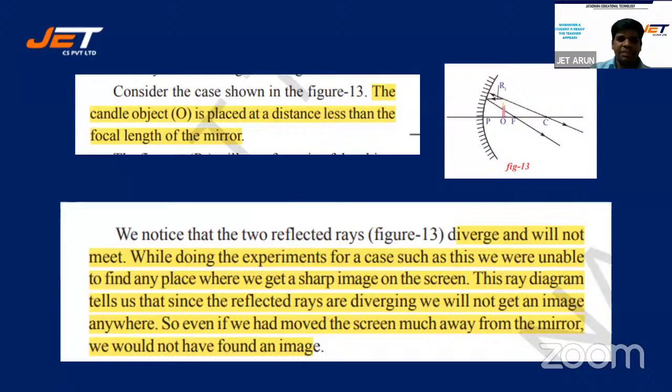This diagram tells us that since the reflected rays are diverging, we will not get a real image anywhere. You cannot catch it on the screen. So even if we had moved the screen much farther from the mirror, we would not have found the image. That means these are not intersecting anywhere. You will get the image only when the reflected rays intersect.